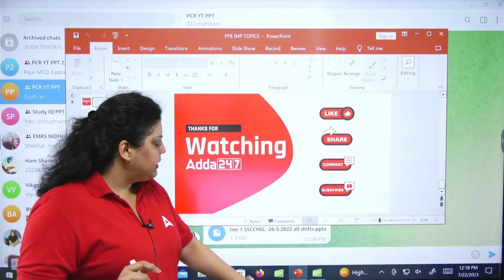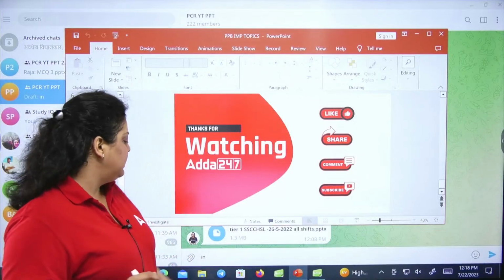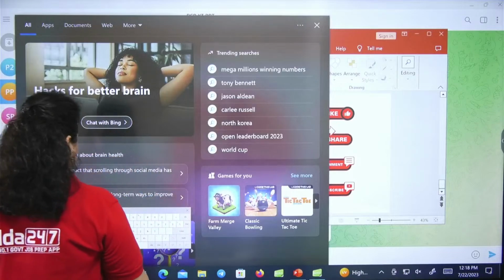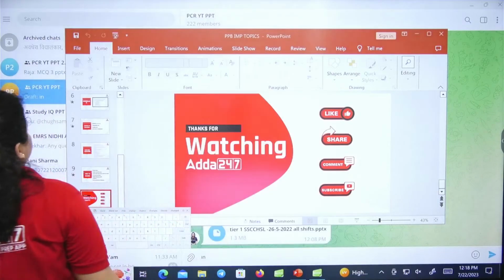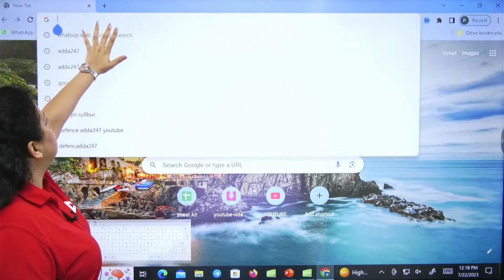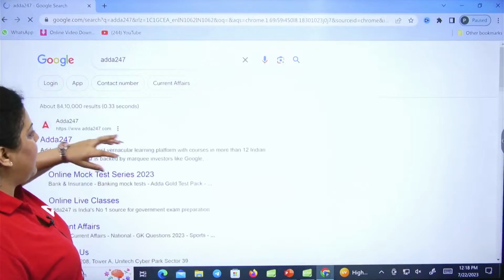So first of all, it's very important to start early if you haven't done so yet, because if I talk about the PPB paper, it has 55 units, and the concepts are very much in detail. So we have to start early.